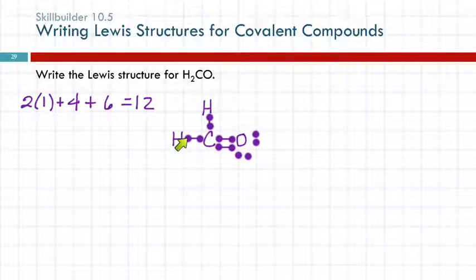Now the carbon has 2, 4, 6, 8. The oxygen has 2, 4, 6, 8. Each hydrogen is happy just with a single bond. Everybody's good.